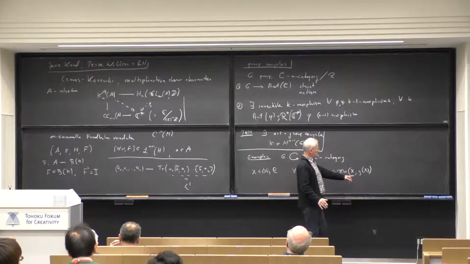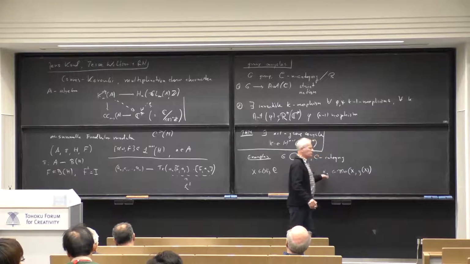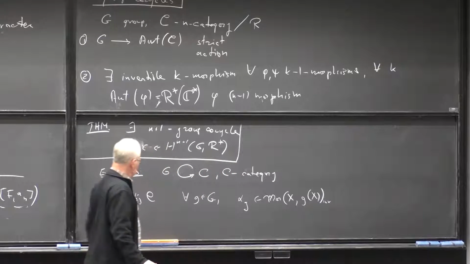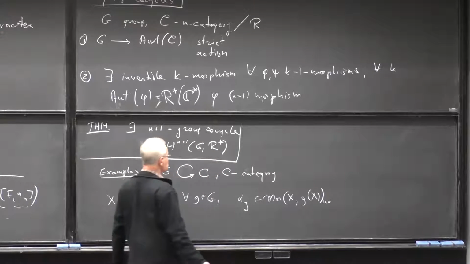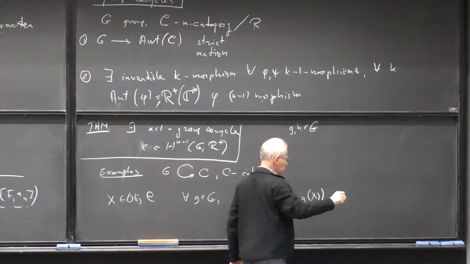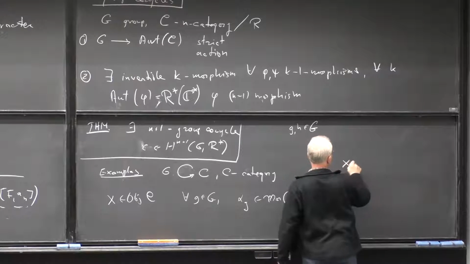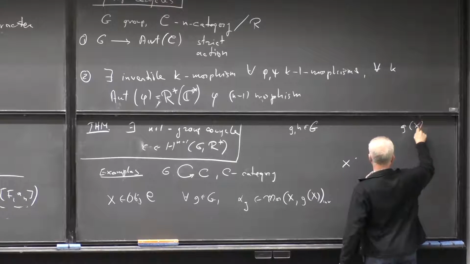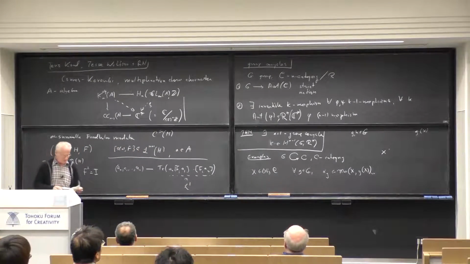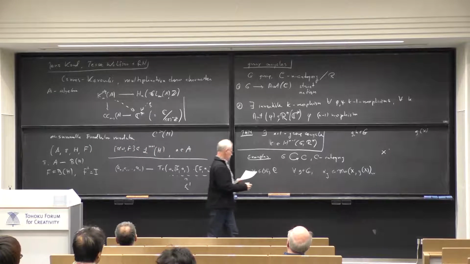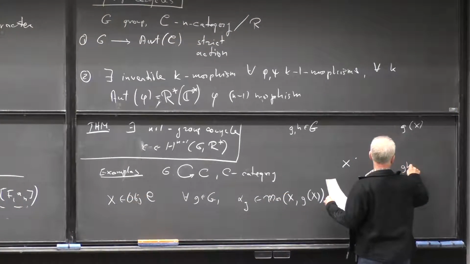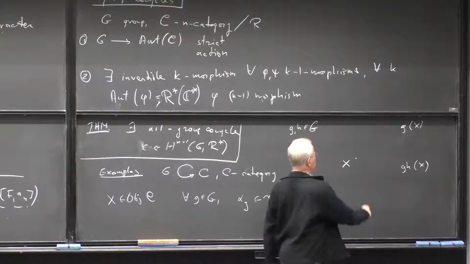So by assumption, given g, there is an invertible element here. Pick up one. And now let's suppose I've got two group elements, g and h. Let's try to draw a diagram. So we start with X, gX, and say ghX. I always mix up g's and h's. So I've got these three objects.